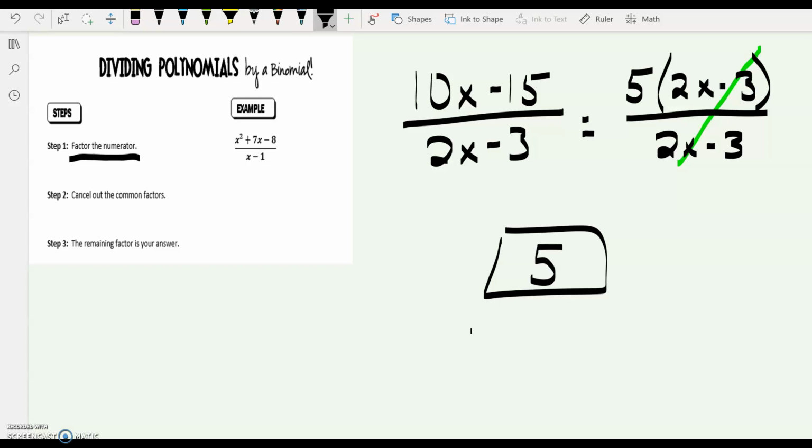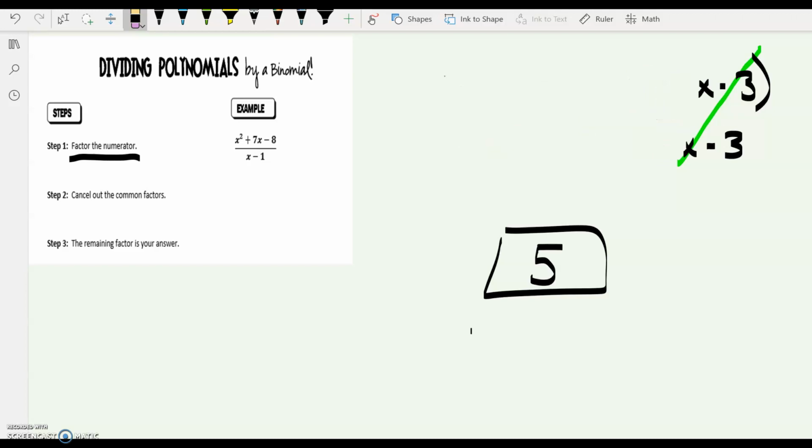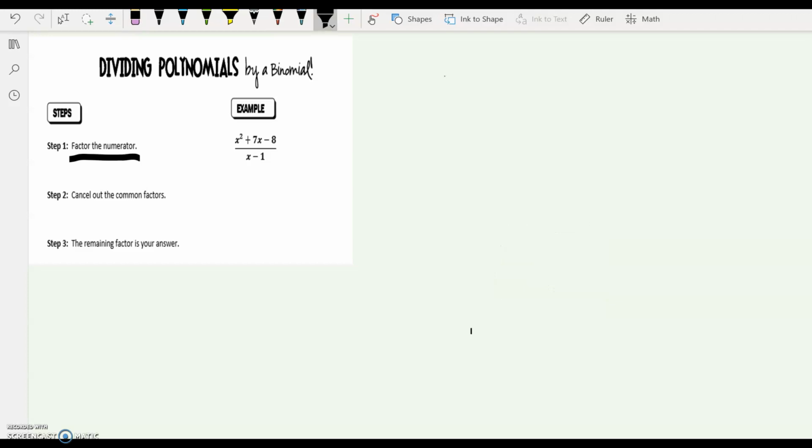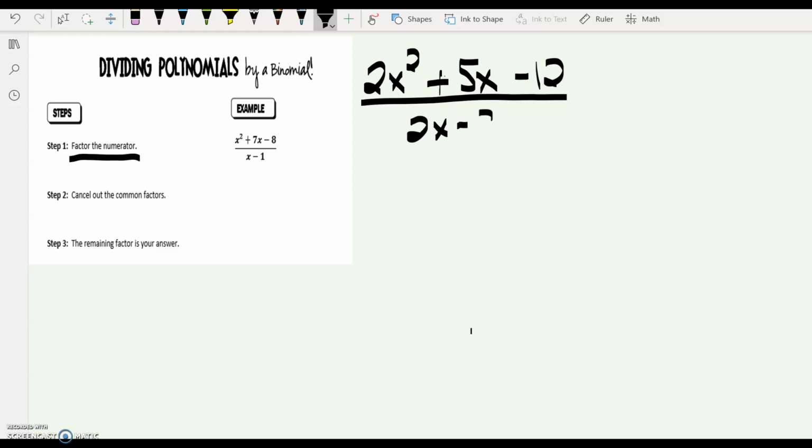I'm going to attempt to go into just a little bit of a more challenging problem. Not that I think this is super challenging for you guys. However, this is going to be the latest method of factoring that we just reviewed. With that being said, our new example is 2x squared plus 5x minus 12, and that is all divided by 2x minus 3.